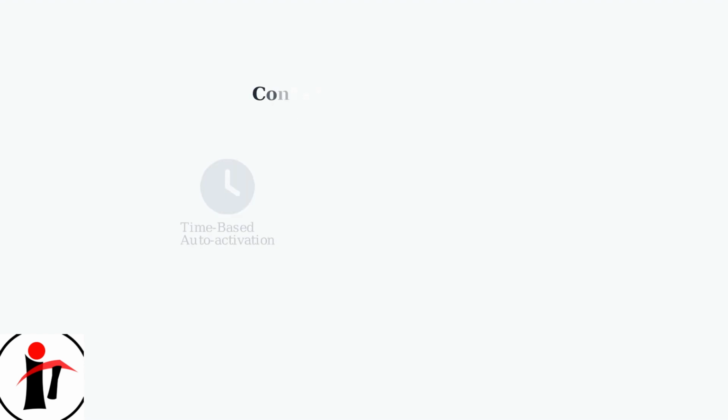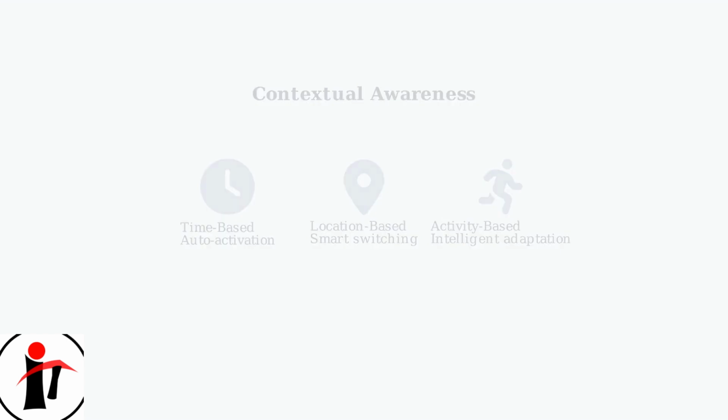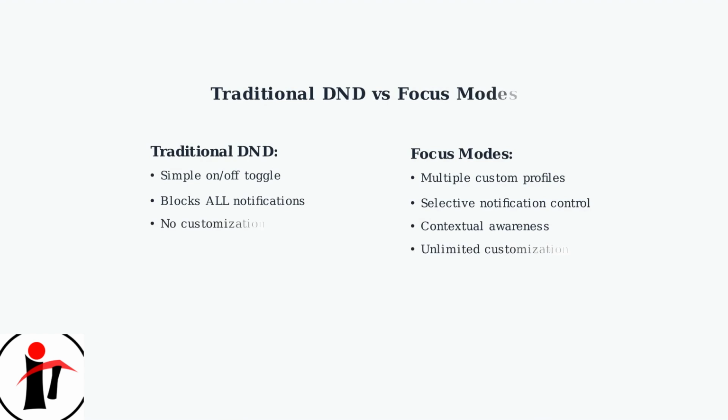The key advantage of focus modes is contextual awareness. Unlike traditional Do Not Disturb, focus modes can automatically adapt based on your time, location, and current activity, making them truly intelligent. This evolution from simple Do Not Disturb to intelligent focus modes represents a fundamental shift in how we manage our digital attention and maintain focus in our daily lives.